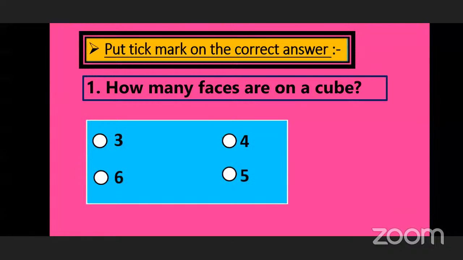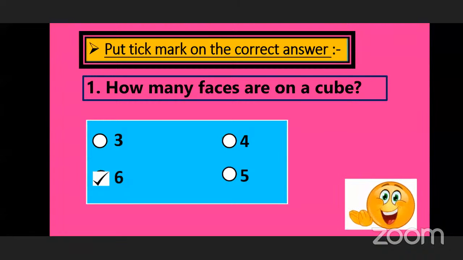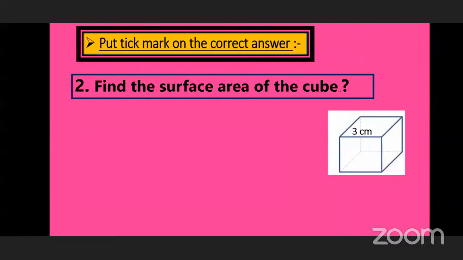Six. Okay, the answer is six. Now let us check whether the answer is correct. Yes, your answer is correct. Let's move to the next question.